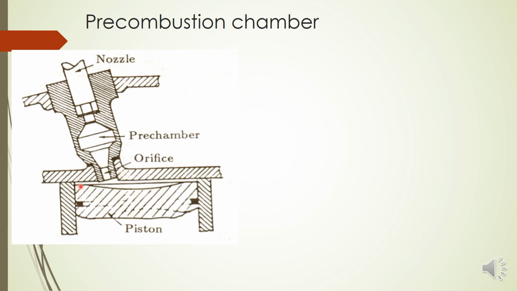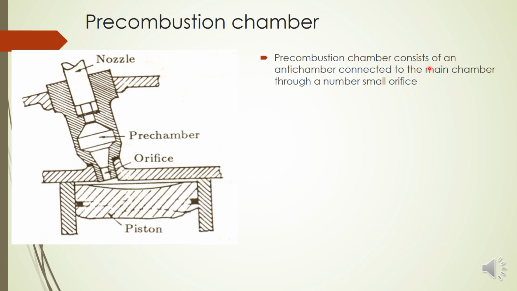This is the main combustion chamber formed between the piston and cylinder head, and we have an orifice instead of a throat. A throat is a narrow passage used in the swirl chamber, but here we have a small hole type orifice, and the nozzle is here. So the pre-combustion chamber consists of an ante-chamber. Ante-chamber means a chamber used before the main combustion chamber, connected to the main chamber through a number of small orifices. So we can use a number of small orifices in between these two.